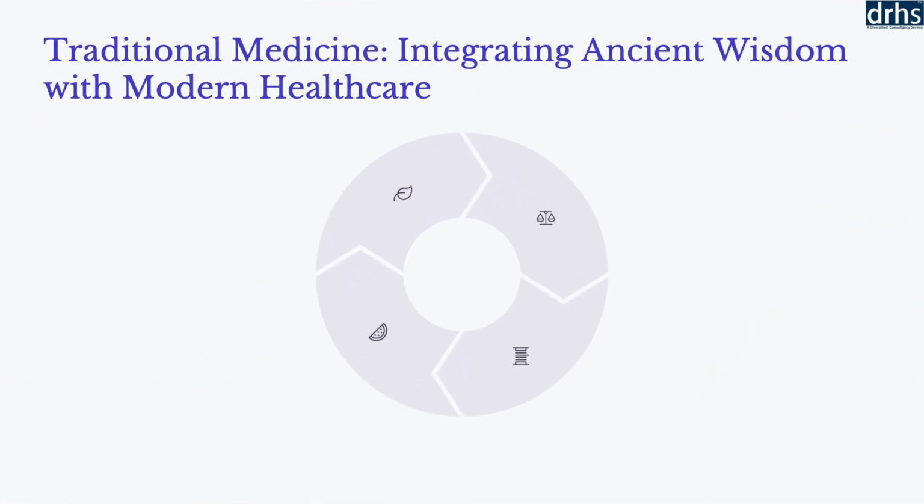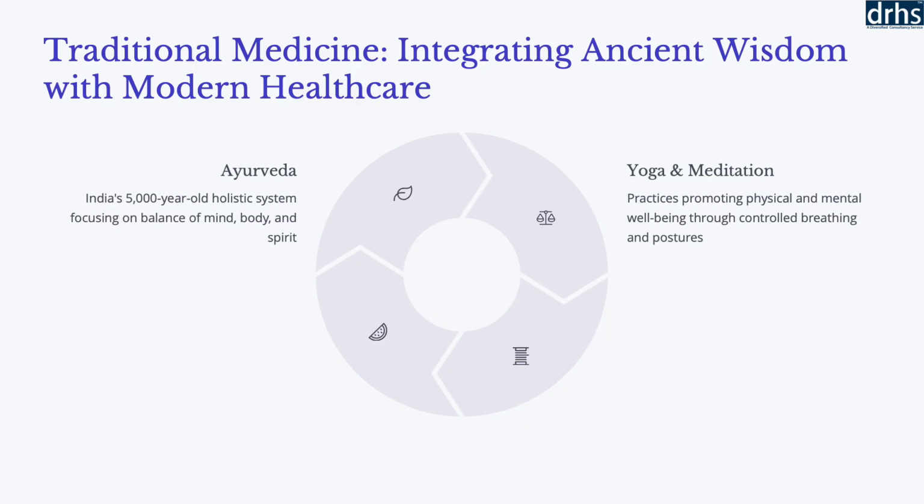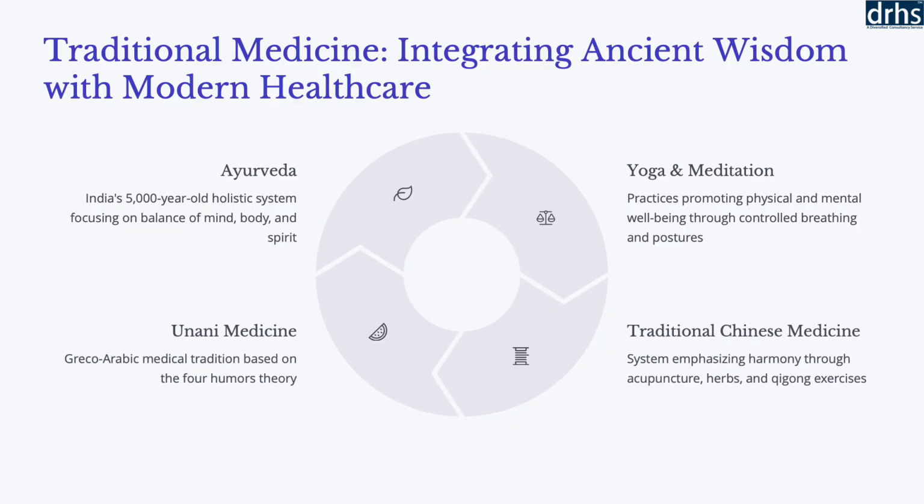Slide 14. Traditional medicine, integrating ancient wisdom with modern healthcare. The global resurgence of interest in traditional medicine represents a paradigm shift towards holistic, culturally resonant, and often more accessible healthcare. Systems like Ayurveda, India's 5,000-year-old science of life, yoga and meditation, Unani medicine, and traditional Chinese medicine offer time-tested approaches focusing on balance, prevention, and the interconnection of mind, body, and spirit.